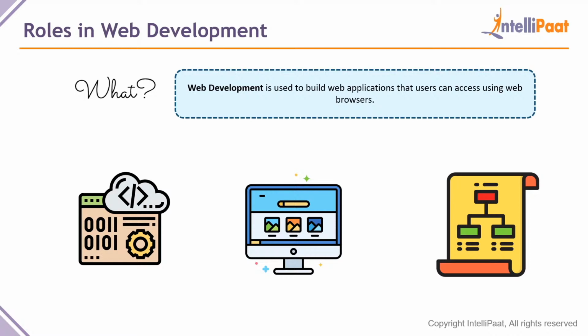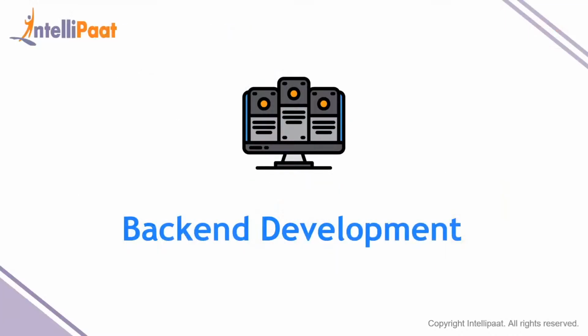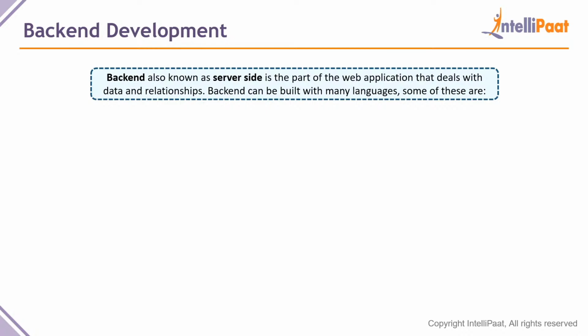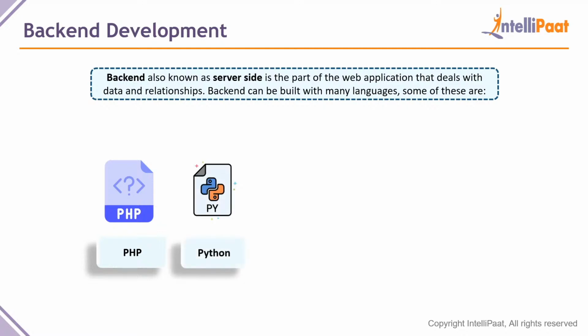So the first job role associated with this process, and the most important one as well, is backend development. Backend development is also known as server-side development. Backend, also known as server-side, is the part of the web application that deals with the data and the relationships. Backend can be built using many languages. Some of these include, so you might be familiar with these, PHP. It is an old language used for creating server-side scripts. Python is a comparatively new language with a lot of libraries and frameworks available to develop servers.